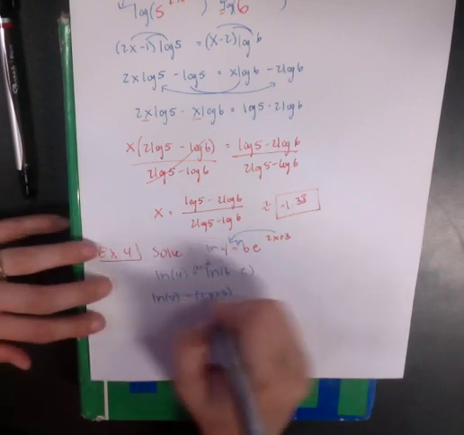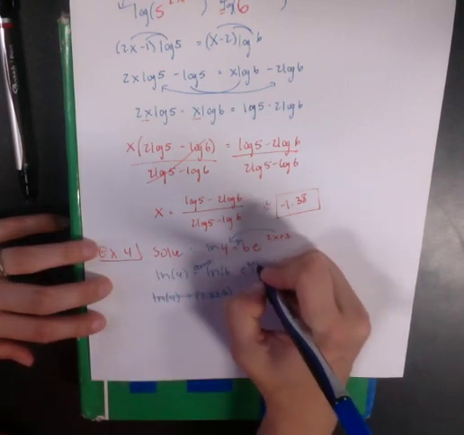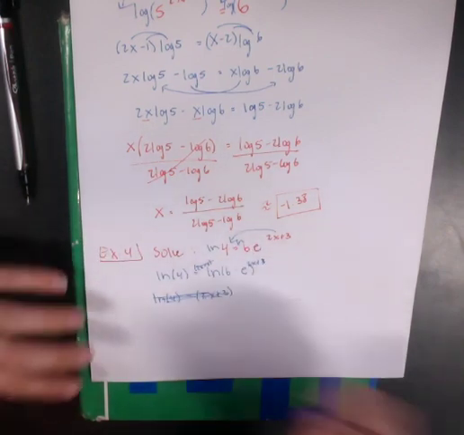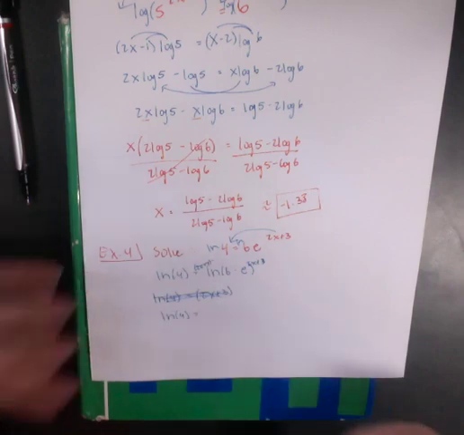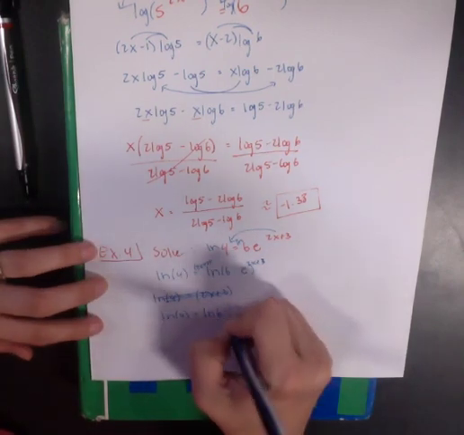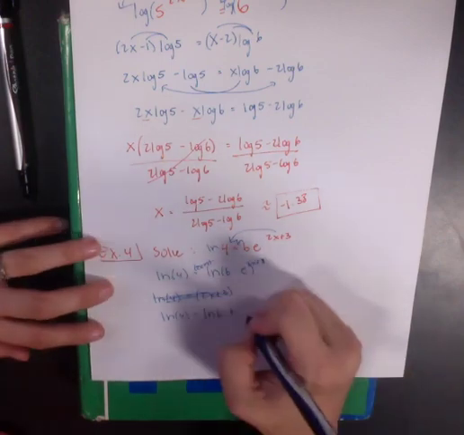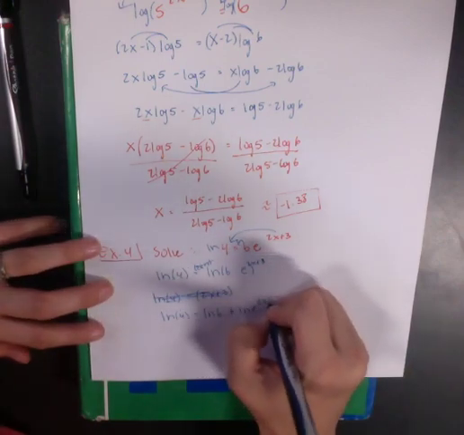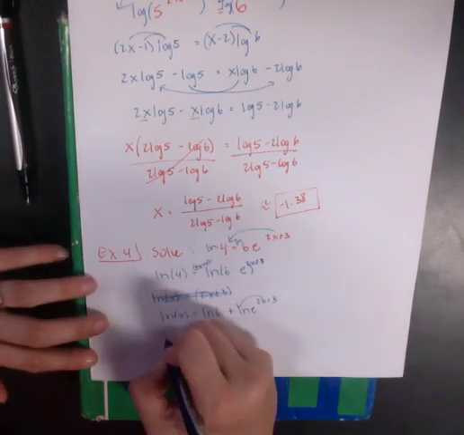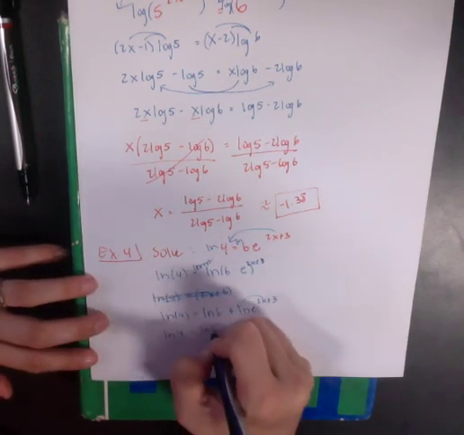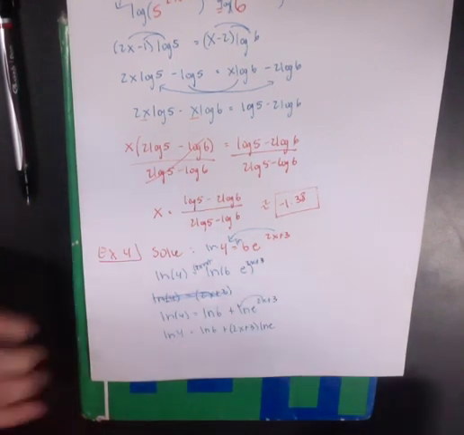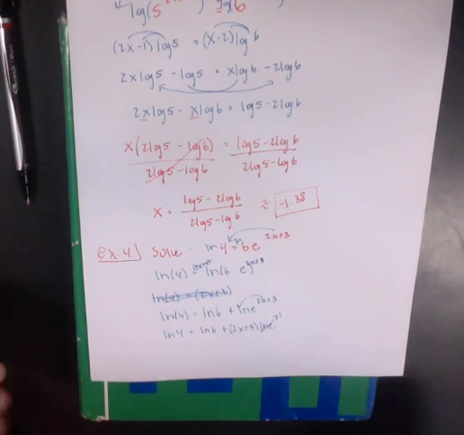Well, let me make it easier. Let's leave it like this. Leave the 2x plus 3 as the power of e. Now, if we rewrite it before we separate it, if we have two things of the natural log being multiplied, I can break it up into the natural log of 6 plus the natural log of e to the 2x plus 3. Now I can bring my power up front. So I have the natural log of 4 equals the natural log of 6 plus 2x plus 3 times the natural log of e, which we know the natural log of e is 1.